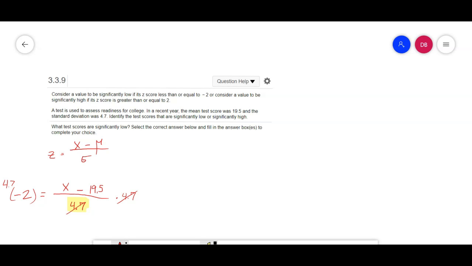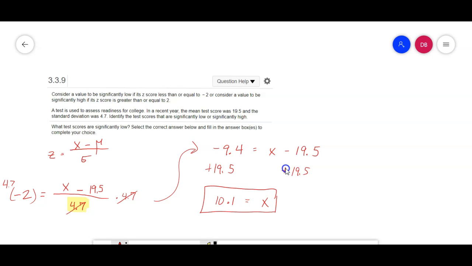Multiplied out, -2 times 4.7 is -9.4. So I'll come up here, -9.4, and now the only thing left on the right-hand side is x minus the mean. The last thing I need to do is add the mean to both sides. I have to add that 19.5 to the left and to the right. When I do, I'm left with x equal to 10.1. So 10.1 is a value that's considered significantly low.